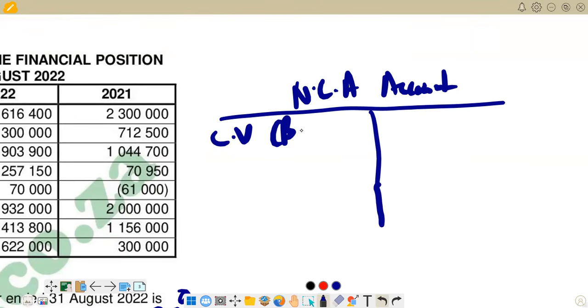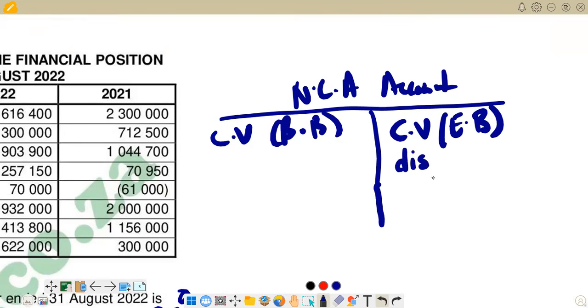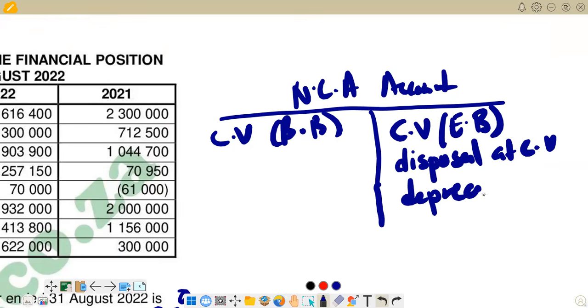So to find the figure for depreciation, we know that the carrying value beginning balance, at the beginning of the year, we put on the debit side. Then the carrying value at the end of the year, the end balance, we put on the credit side. Then disposal, the one that was sold, is the one that has been disposed. So disposal at carrying value also comes on the credit. And then the depreciation, the figure that we want, also comes on the credit side. Then any purchase of a non-current asset will come on the debit side.